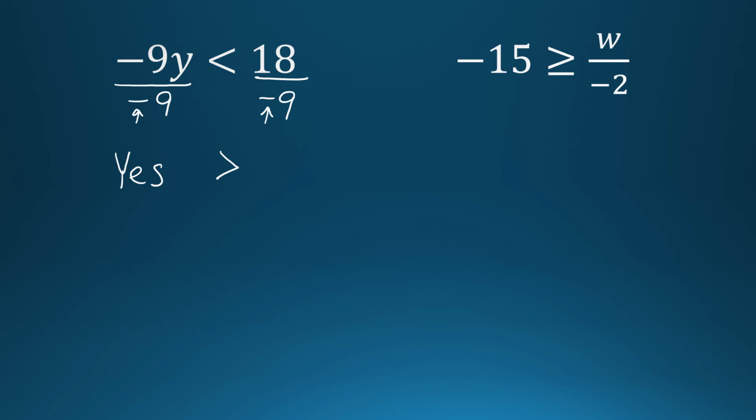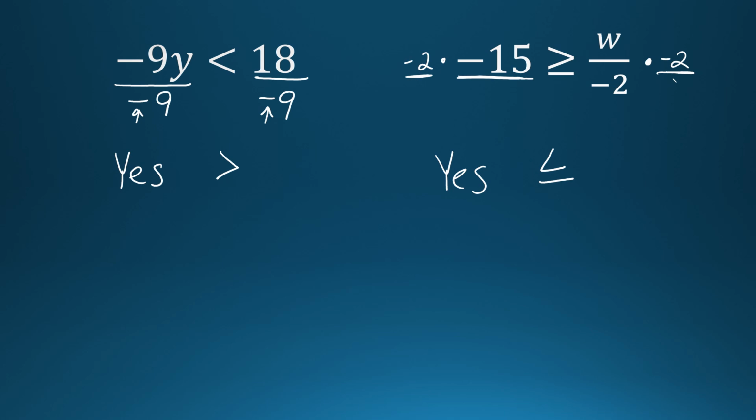With our last example I have for you here, negative 15 is greater than or equal to w over negative 2. To isolate the variable w, we multiply both sides by negative 2. And because we're multiplying by a negative 2, that's the only thing we want to look at. Yes, we flip the inequality symbol and we're going to make it a less than or equal to symbol instead of a greater than or equal to symbol. Again, the other number doesn't matter, and the outcome of the multiplication doesn't matter as well. Multiplying negative 2 and negative 15 gets us a positive 30. Again, that doesn't matter. We're just looking at the negative 2.